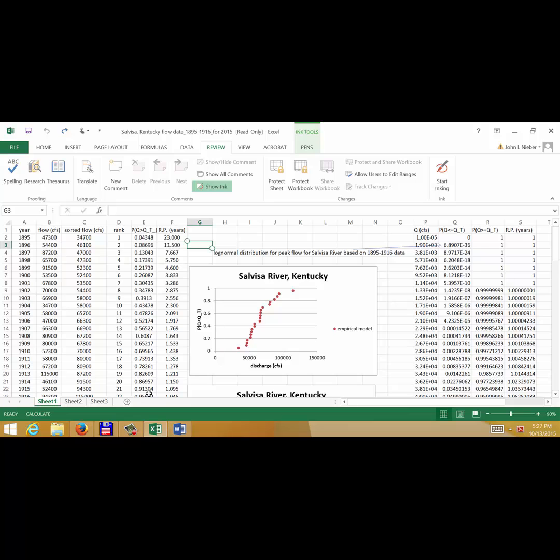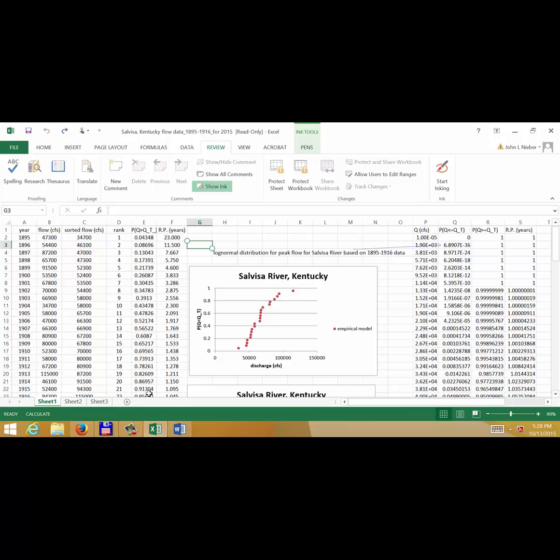What we'll do here is to show an example, the application of a probability distribution function to actual data. For this, we'll use the Salvezza River data that was presented in lecture. The first part of the lecture notes showed data for the Salvezza River from 1895 to 1916. Those data were plotted up as a histogram.